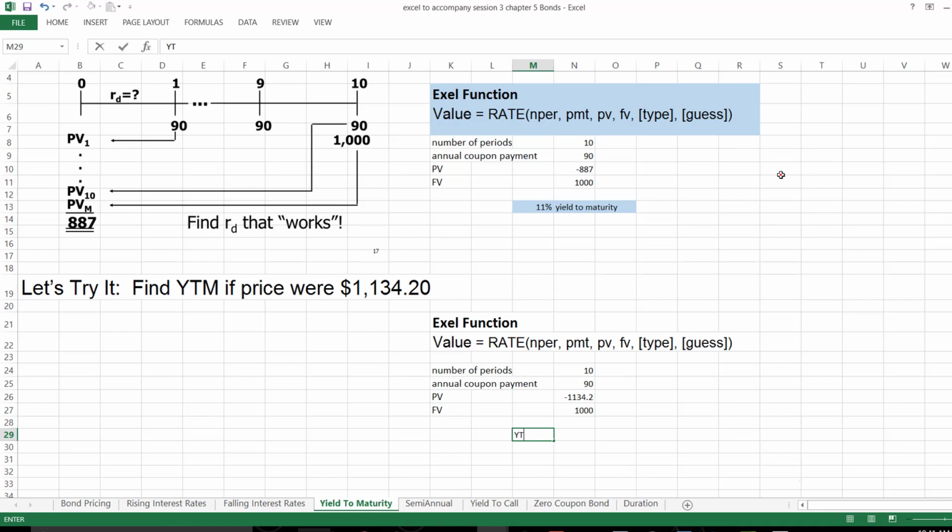So the yield to maturity equals rate, open parens, number of periods, 10, comma, number of payments, amount of annual payment plus 90, comma. What is the PV, which is the price you pay out of pocket, negative 1134, comma. And what's the future value, face amount, 1,000, and there we go. So this is the interest rate.